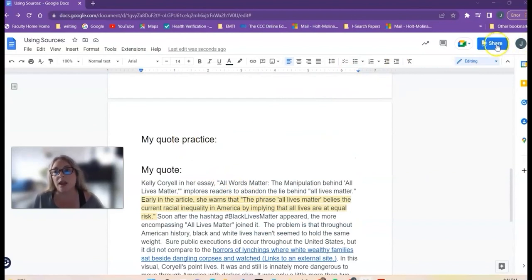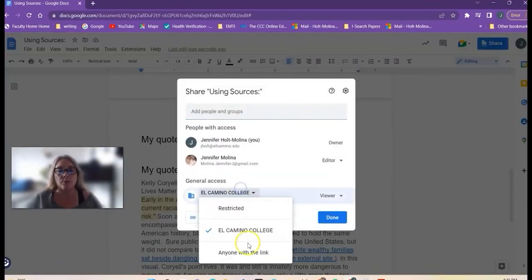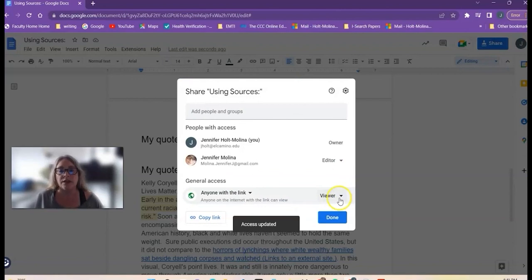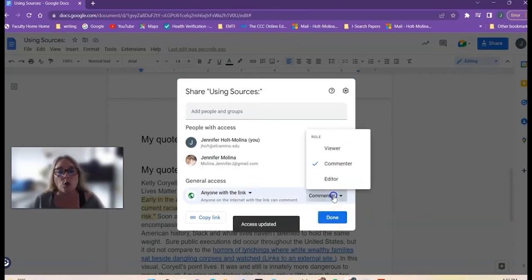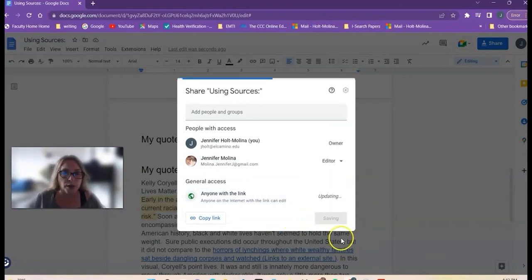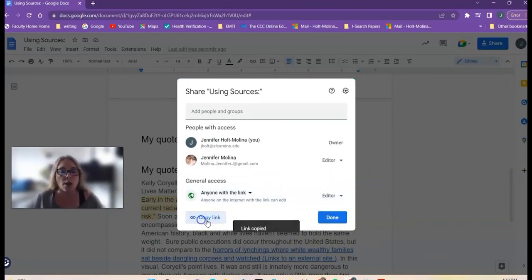And when you are done, come up here, click this sharing link. Put anyone with the link can comment, or anyone with the link is editor, either one. And make sure you copy that and you paste it in the submission box, all right?